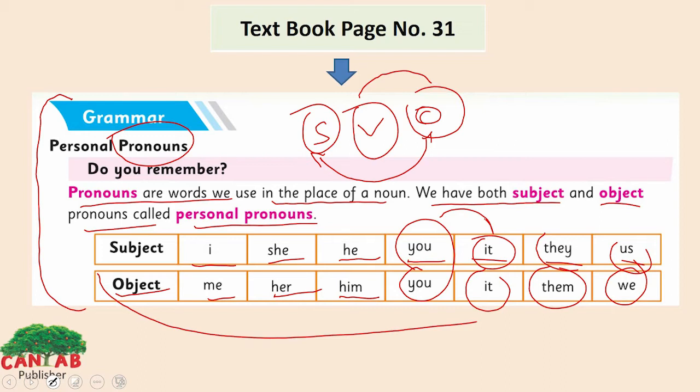And always remember that if the person or thing is known to the person you are talking to, then you can use pronouns, because your listener already knows about the noun or the thing you are talking about. So we can use personal pronouns here.